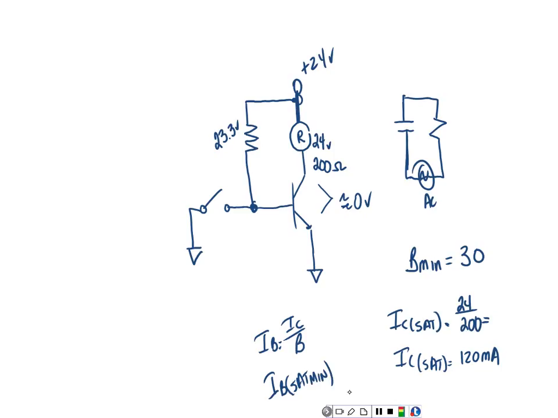IB is going to be equal to what? 120 divided by 30, and what'd y'all get? 4 milliamps. Thank you. So we're using 4 milliamps to control 120 milliamps. That means my little old switch over here only has to be rated at 4 milliamps, right? You understand? Very cheap. The lower the current rating of the little switch is, the cheaper it's going to be. So I have a little old tiny switch, right?